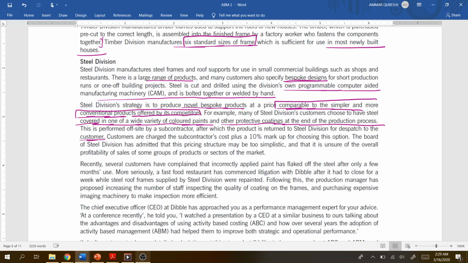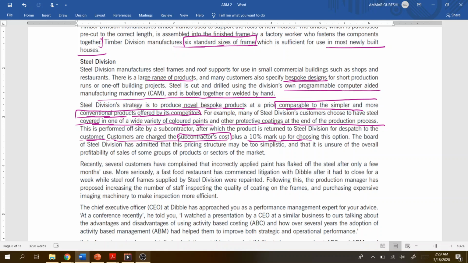Customers are charged the subcontractor cost plus a 10% markup for choosing this option. So what we are charging the customer is the subcontractor cost, whatever cost we are bearing for this extra service, and along with that we are also charging a 10% markup for choosing that particular option. So we are actually charging profit from the customer.